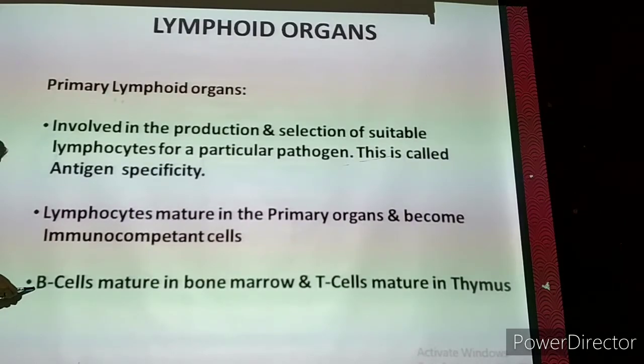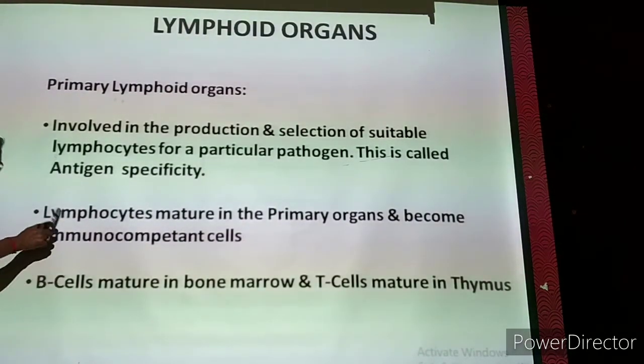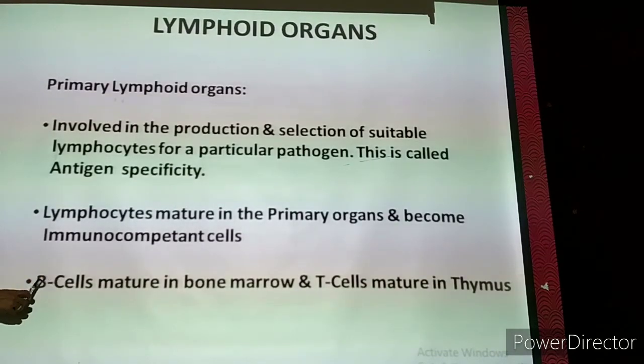The last one we are going to see, B cells. Now B cells are also called B lymphocytes. B cells are also called B lymphocytes. So B lymphocyte is a long term.